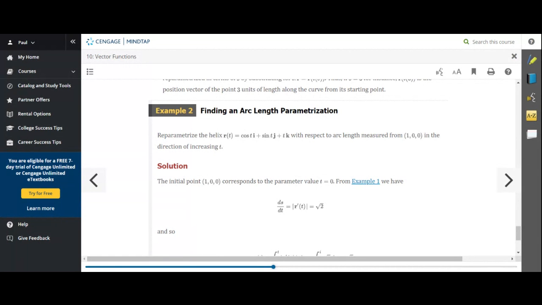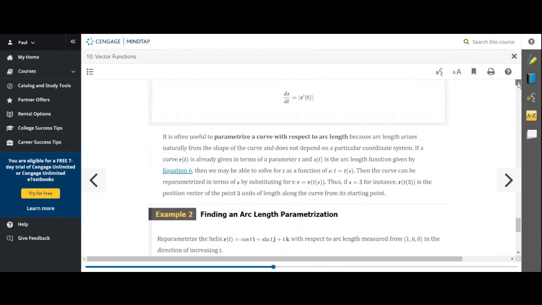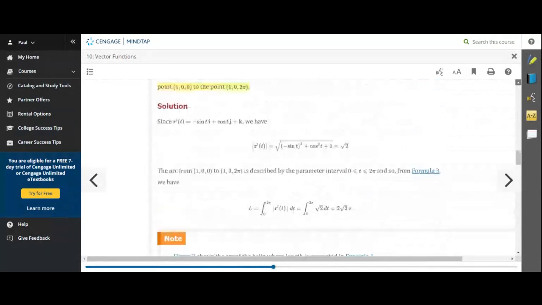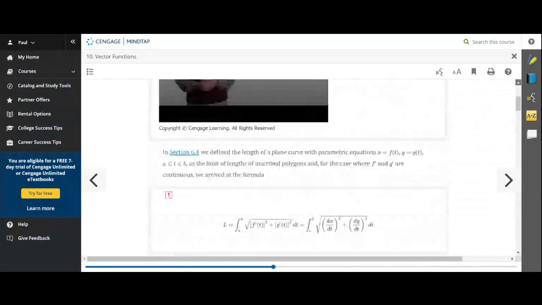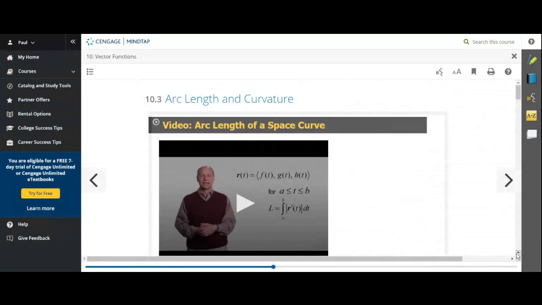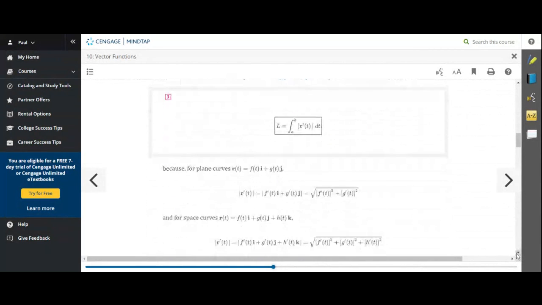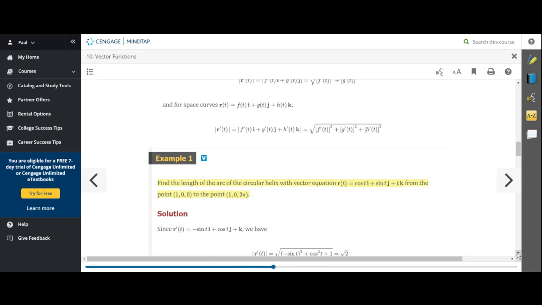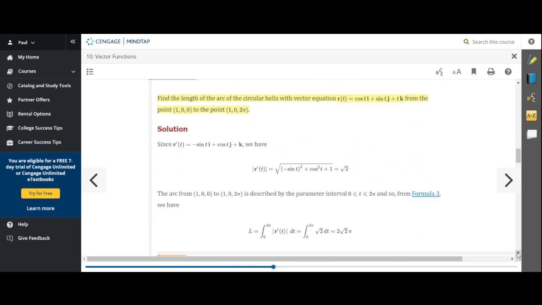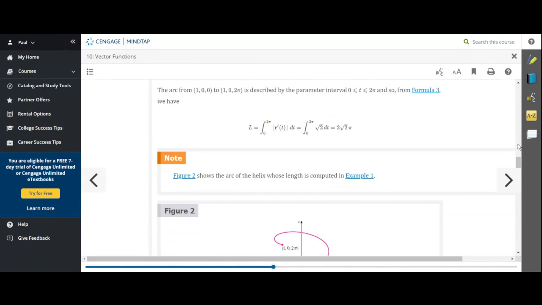Okay, so we are in section 10.3, arc length and curvature, and we talked about how to find the arc length of a space curve. From a certain time to another time, it traces out an arc, right?